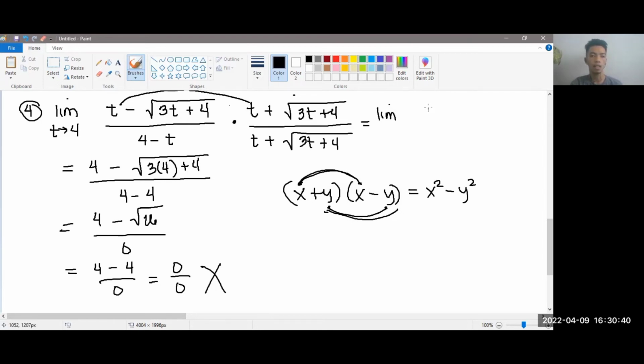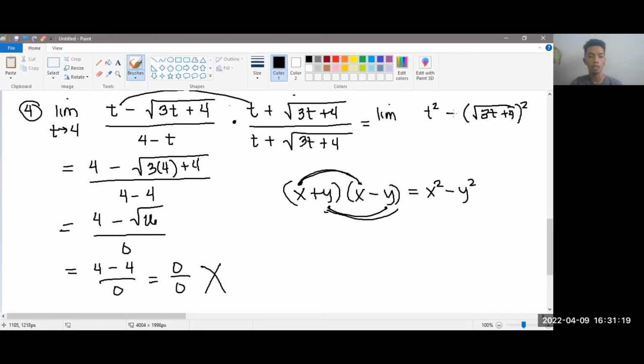So magkakaroon tayo ng t squared. Okay? And then minus the quantity of square root of 3t plus 4 squared. Alright? So, ayun. Ang ginawa natin, yung t, minultiply sa t, naging t squared. Yung ating square root of 3t plus 4, minultiply ulit sa sarili, and that is square root of 3t plus 4 squared.